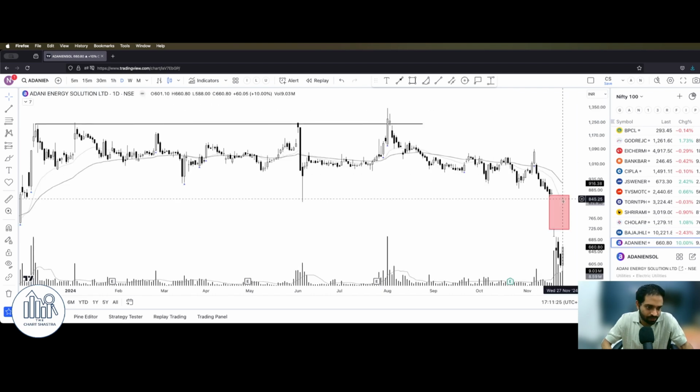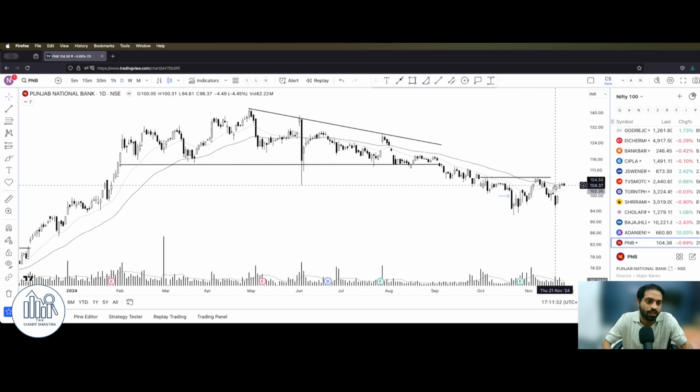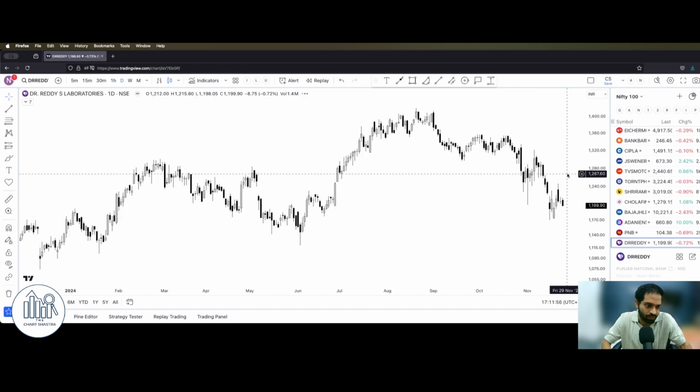Again, Adani Energy Solutions, massive correction. The same story, similar price action, just like any Adani stock. Punjab National Bank, just like Bank of Baroda, has seen a correction. Now it has broken down an important level from the beginning of September. Now it is heading lower and lower. As of now, at the 108, 109 levels, it is getting rejected multiple times. So let's see if it sustains above it, there might be some change in the trend.